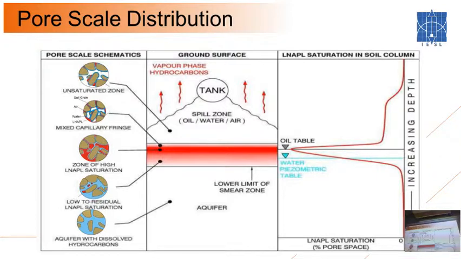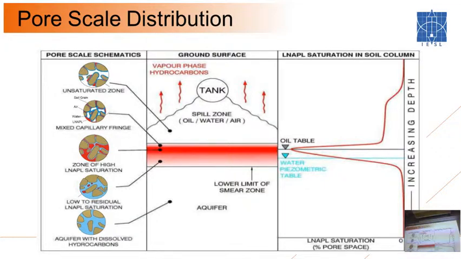This picture shows a pore-scale distribution of NAPL. Basically, I'm trying to show you how the NAPL exists within the pore space. The vertical column is a cross section of a typical NAPL site, and this is the NAPL saturation profile along the depth of the site. Here it is a pore-scale schematic of how the NAPL is present within the pore spaces.